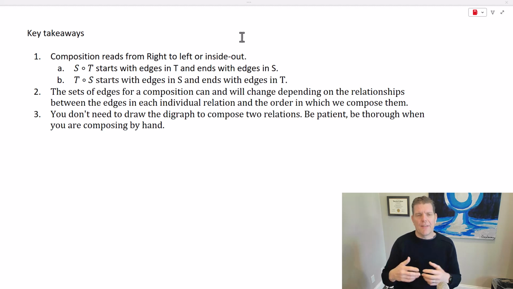And thirdly, you don't need to draw a digraph to compose two relations. However, if you're going to do this, trust me, you want to be patient and be thorough when you're composing by hand in order to avoid making any mistakes. Computers do this stuff really well, because they do things that are rote and redundant quite well. We don't. But if you're going to do it yourself by hand, just be careful, be patient. That ends our talk on the composition of relations.